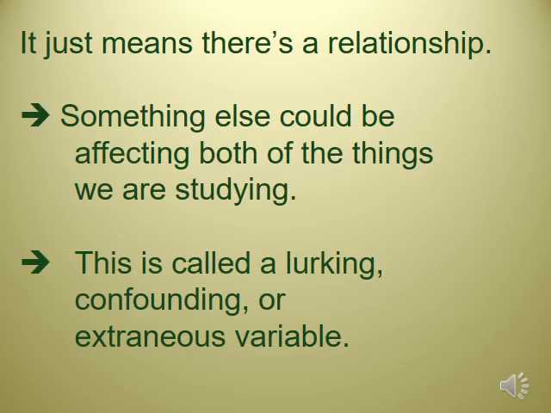When one thing goes up, the other one tends to go up or down as well. But there could be something else that's affecting both of those things we're studying. In statistics, we call that a lurking or confounding or extraneous variable. Those three words basically just all mean the same thing, and they mean there's something in the background that's really what's doing the causing of what we're noticing.